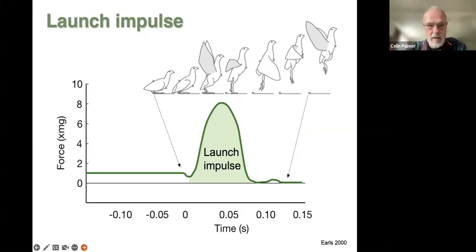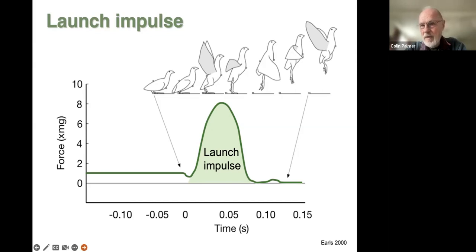So the line goes across initially till you get to point 0, at which point the bird has decided it's going to take off. It crouches down, and as it does, it actually slightly reduces the force on the plate, and then it pushes really hard with its limbs and creates a launch impulse which gets it into the air. And you can see from the little graphics above, which are linked to the positions along there, that the wings are not doing very much. The wings are up in the air as the bird is coming off the ground. So the wings are not doing much at all in the initial stages.